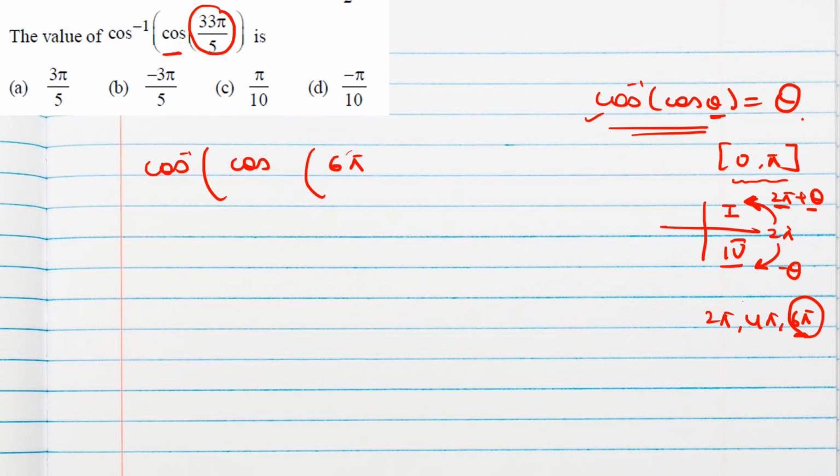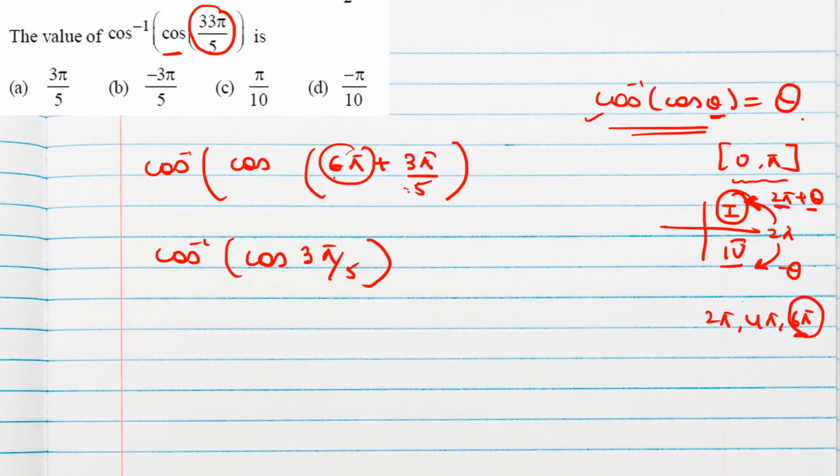So 6 pi plus, 5 6s are 30 over, so we should select now 3 pi by 5. Now see, if you cross multiply, we will get 33 pi by 5 here. So 6 pi plus 3 pi by 5 will come in the first quadrant. It will be positive, and 6 pi is there. So cos 3 pi by 5 we can write. Now 3 pi by 5 you check, it is in the principal value branch of cos inverse. So directly we can use the property and the answer will be 3 pi by 5. So option A is the correct answer.